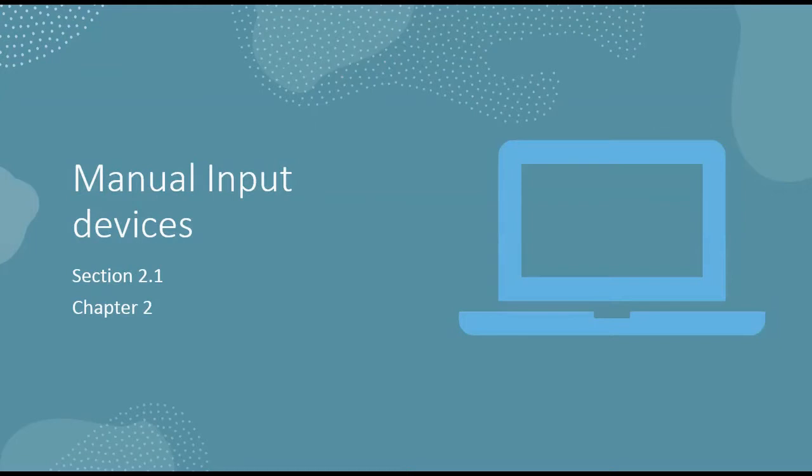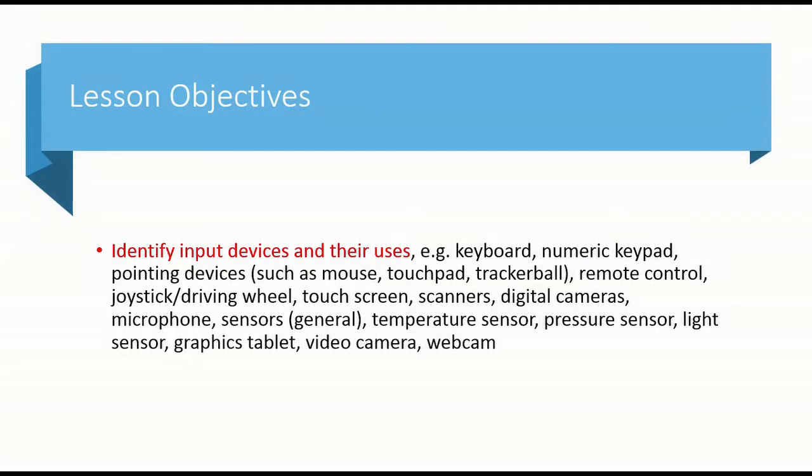Chapter 2 covers input devices, output devices, and storage devices in detail, which you have just barely skimmed over in chapter 1. So, we first start off with input devices, which by themselves are divided into two: manual input devices and direct data entry input devices. This week we will be covering manual input devices, which is section 2.1 in your textbook.